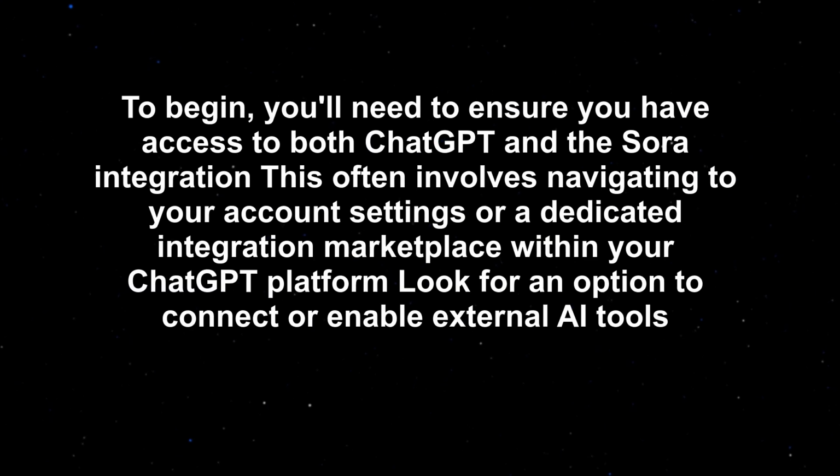To begin, you'll need to ensure you have access to both ChatGPT and the Sora integration. This often involves navigating to your account settings or a dedicated integration marketplace within your ChatGPT platform. Look for an option to connect or enable external AI tools.